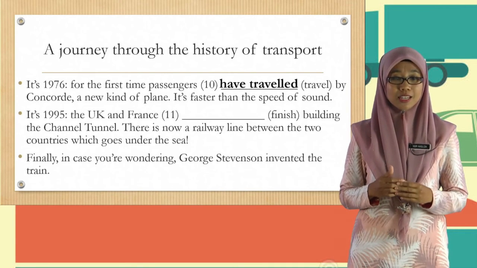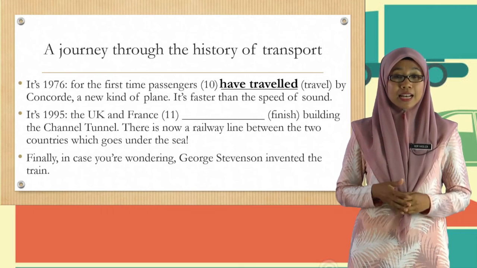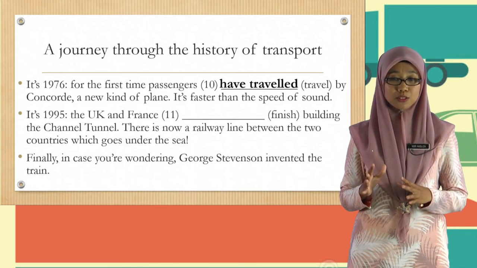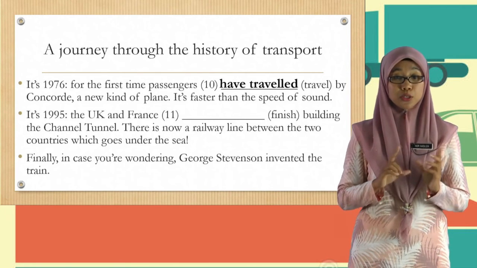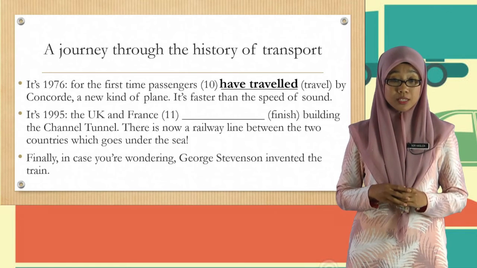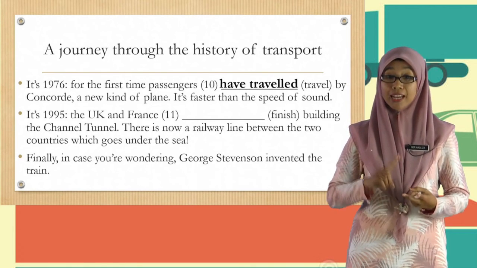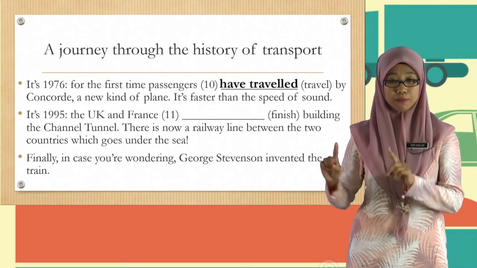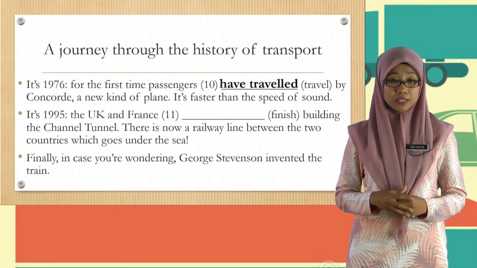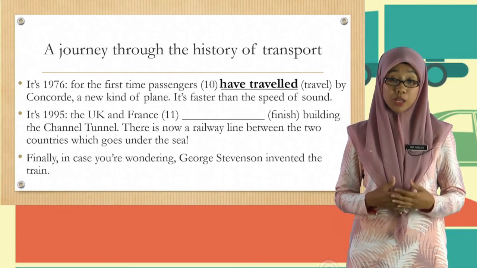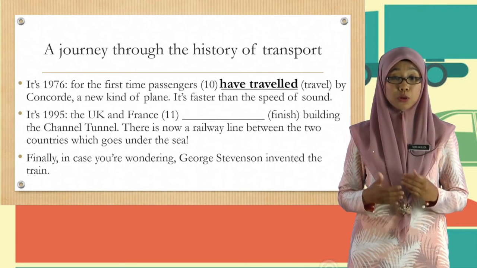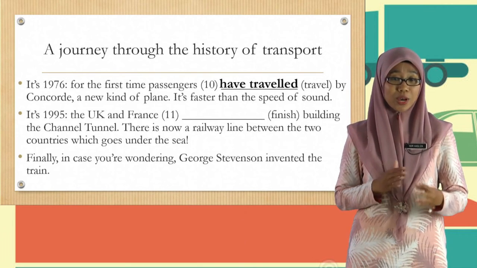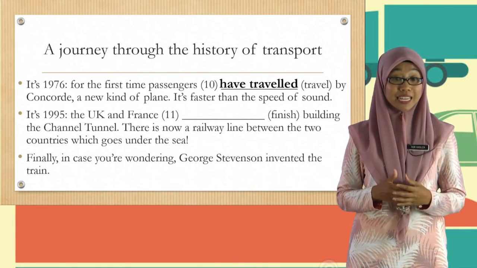Okay, let's continue. Now it's 1995, okay, the UK and France. So it's the subject, okay, the UK and France. How many countries? We have two countries here, UK and France. So it's a plural noun subject. Okay, blank space in bracket we have finish, building the channel tunnel. There is now a railway line between the two countries which goes under the sea. Wow, that's amazing.